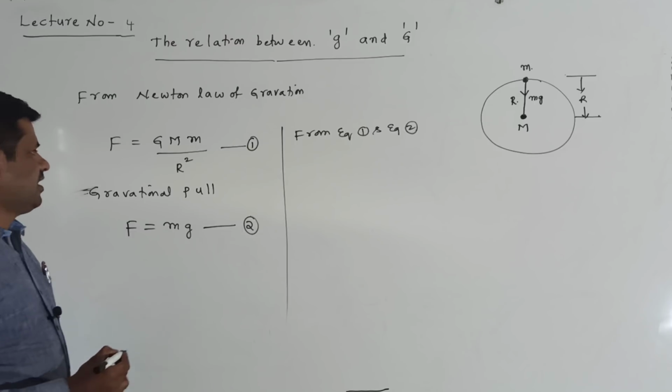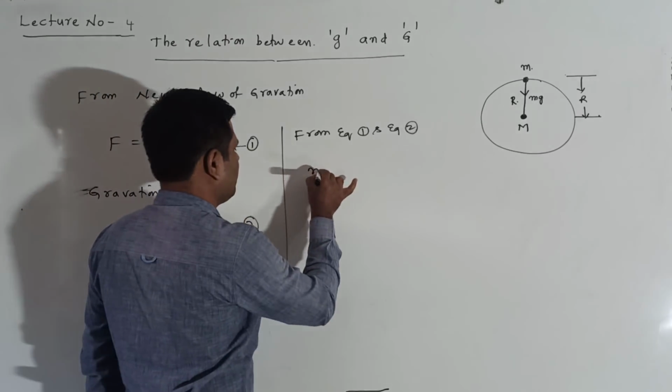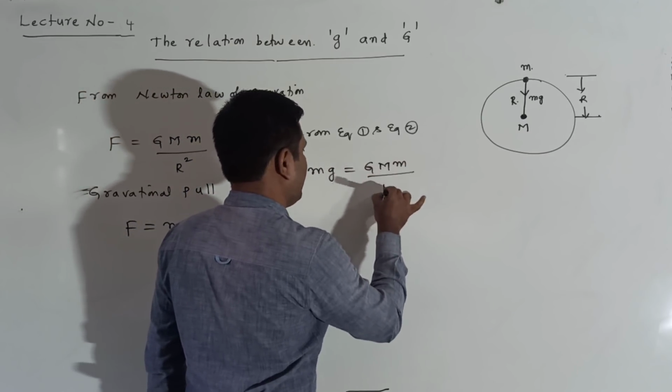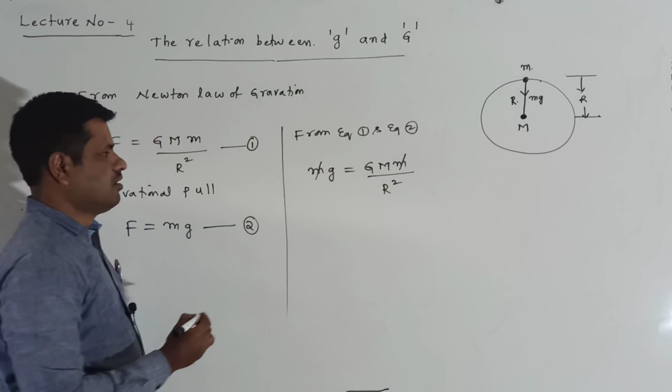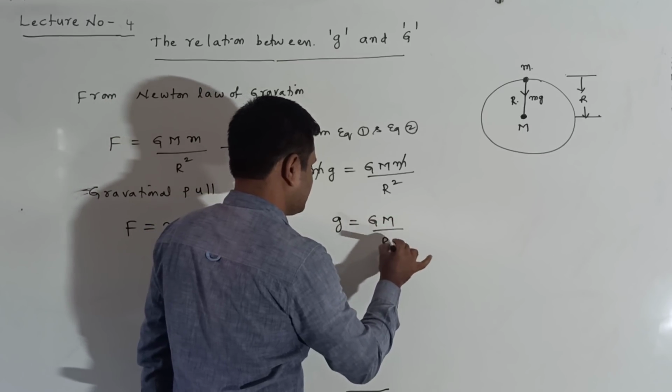Simply from equations 1 and 2, what am I writing here? mg is equal to G into capital M into small m by r square. This small m and this small m cancel. Now what are we getting here? g is equal to GM by r square.